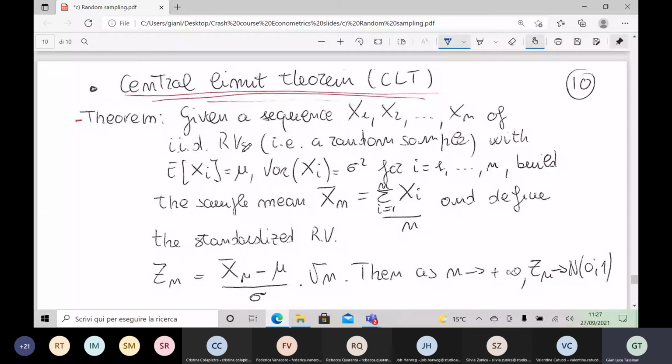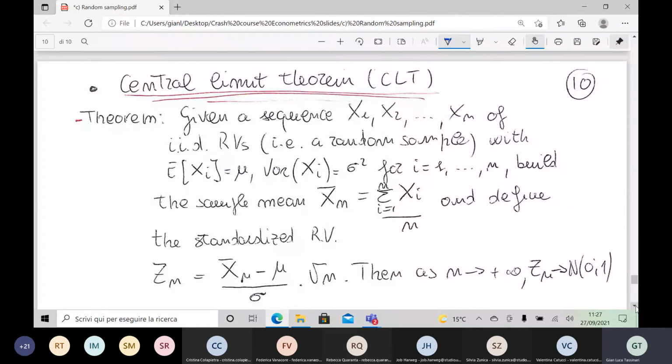You can say, given a random sample in other terms, because a random sample, guys, is a sequence or a vector of independent and identically distributed random variables. So given a random sample, alternatively, you can say, given a sequence of n independent and identically distributed random variables with mean mu and variance sigma square, or alternatively, given a random sample capital X1, capital X2, capital Xn, then build the sample mean, which is a random variable, and define then the standardized sample mean.